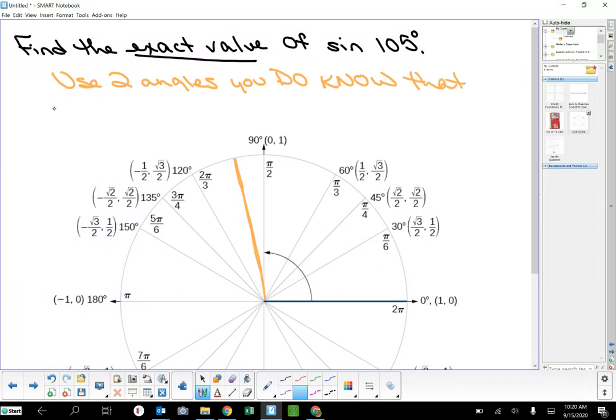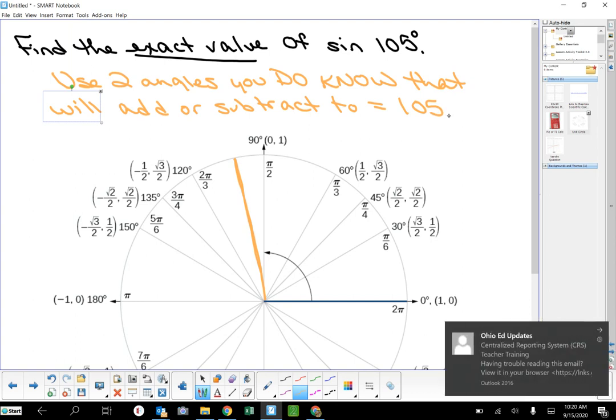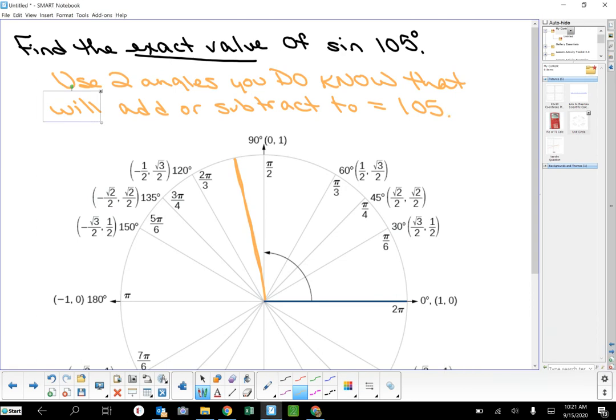That will add or subtract to equal 105. And I can think of a couple right off the top of my head. So you could do, let's see, 135 minus 30 would equal 105. And you know those. There's 135 and there's 30. So you could plug those in.